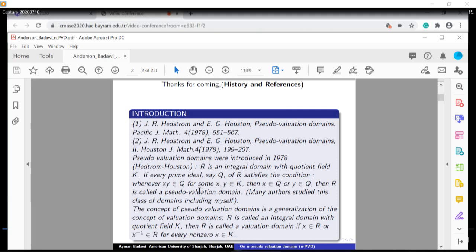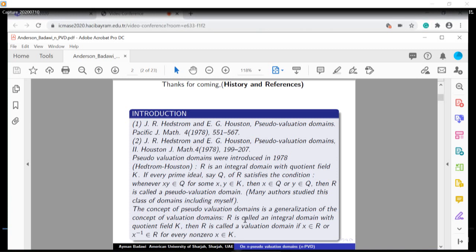There are many algebraists who studied, or maybe are still studying, this class of domains. This is a generalization of a valuation domain. And all of us, either undergraduate or graduate, studied valuation domains.